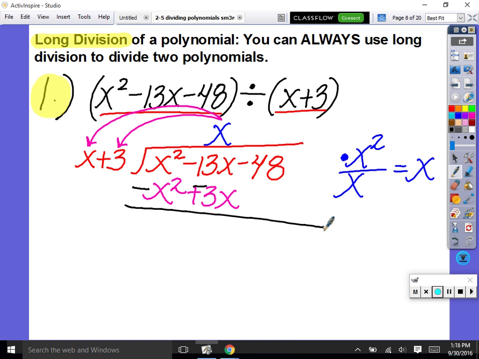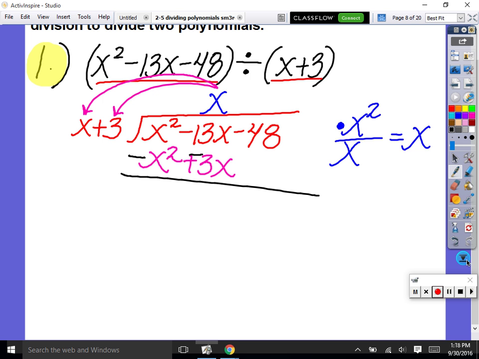Now I'm going to draw a line because now we're going to add straight down. We're just combining like terms from here. So x squared minus x squared is 0, correct? Those better cancel out. So then careful here, -13x minus 3x is minus 16x, correct? And then right here we have -48 and nothing to combine with it, so we add it straight down, and that's just -48. Is everybody comfortable up to here?